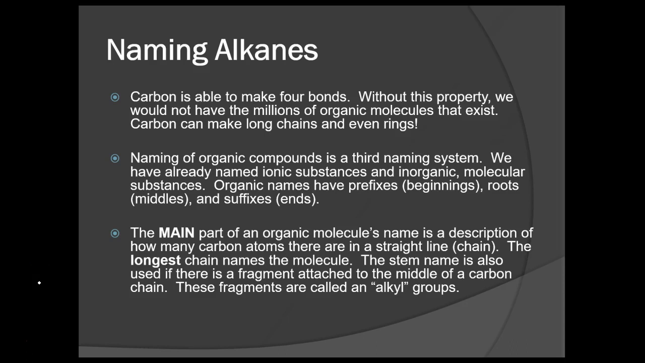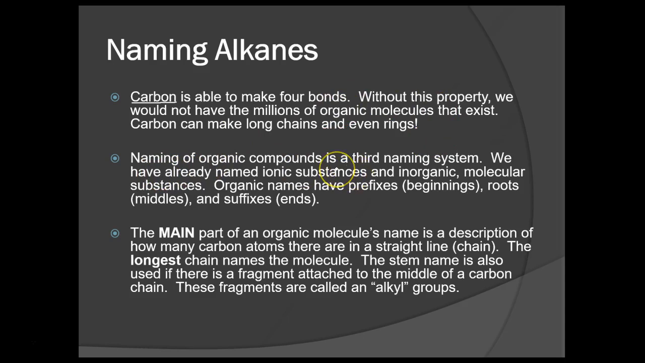So, naming alkanes. Alkanes are the simplest kind of organic compound out there. They are a hydrocarbon, which means that they are composed of solely carbon and hydrogen. Central to understanding how they work is understanding carbon, and carbon is at the middle of everything there. We know from Chem 20 that carbon is able to make 4 bonds. Without this property, we would not have the millions of organic molecules that exist in our world. Carbon can make long chains and even rings, and we'll get to those rings in concept C3.